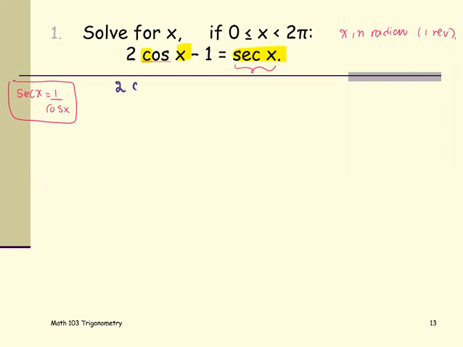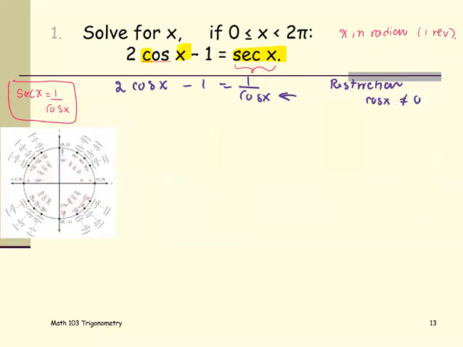The equation becomes 2 times cosine x minus 1 equals 1 over cosine x. After this point, we can see that the restriction will come from the denominator cosine x. Put a note here, restriction: the cosine x cannot be 0. If cosine x cannot be 0, let's bring out the unit circle.